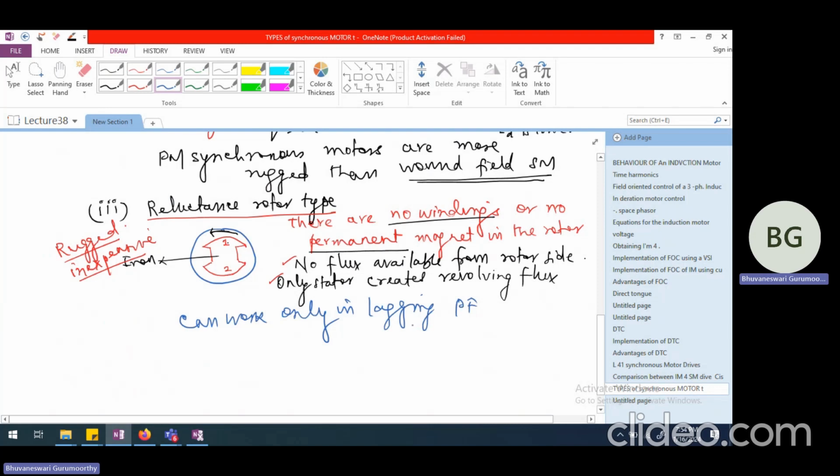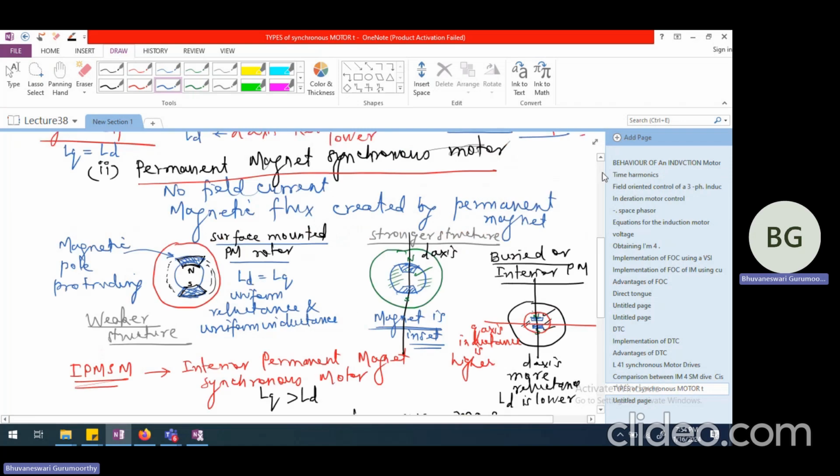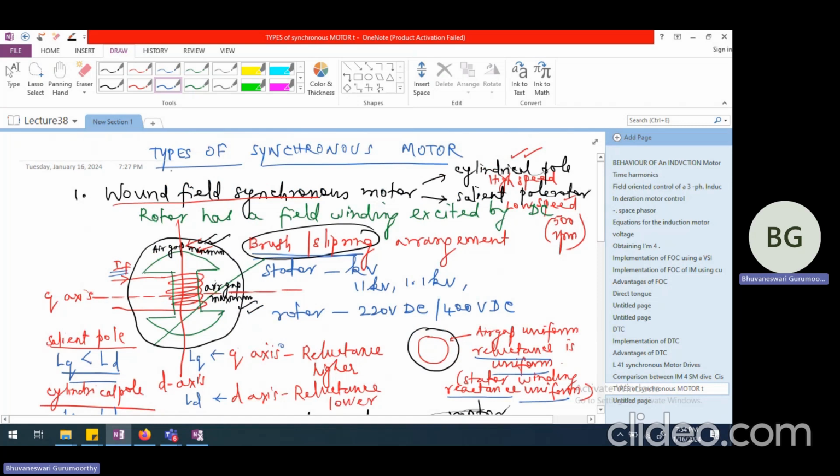because it has to supply the magnetizing current also from the stator side. Stator side is having a three-phase AC supply, and that three-phase AC supply has to supply both the reactive power requirement for creating the flux, air gap flux, and it also has to supply the current which is required for generating the torque. So that is the reason why it can work only in lagging power factor. Whereas in the case of a permanent magnet rotor as well as wound field rotor, depending upon how much current I am supplying from the field, whether it is sufficient to create the entire amount of flux, in that case, you would be able to supply only the torque producing component of current from the stator, which means it can be unity power factor current.